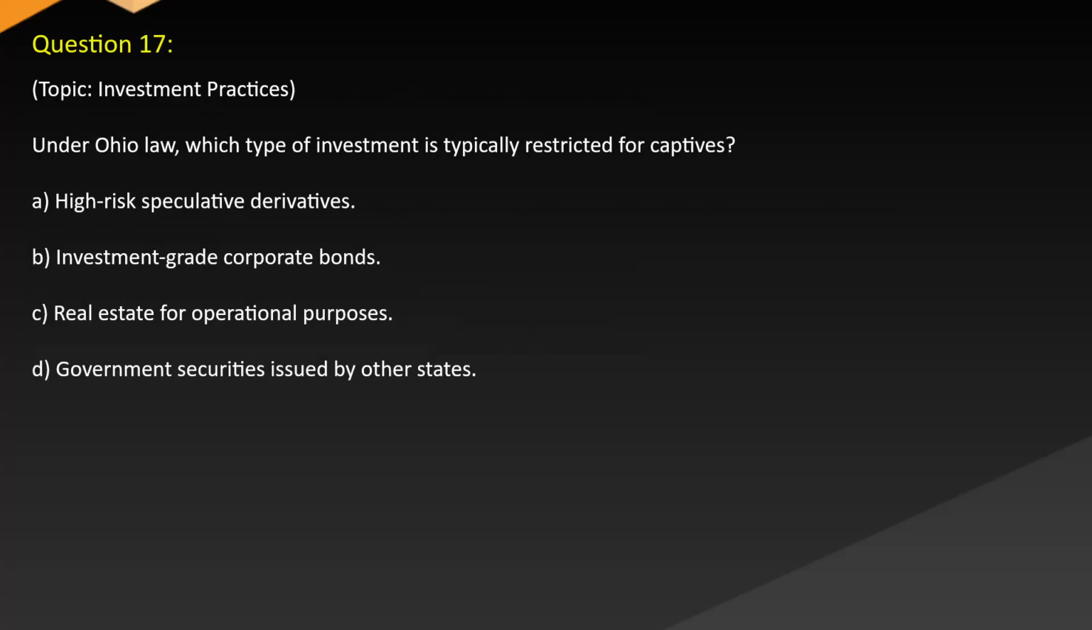Question 17. Topic: Investment practices under Ohio law. Which type of investment is typically restricted for captives? A. High-risk speculative derivatives. B. Investment-grade corporate bonds. C. Real estate for operational purposes. D. Government securities issued by other states.